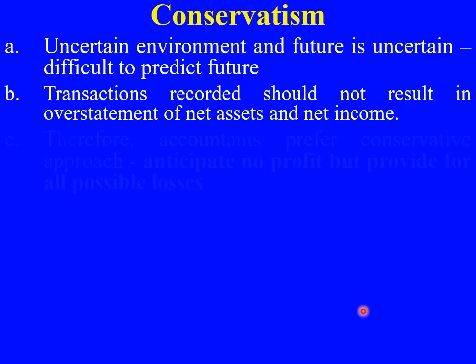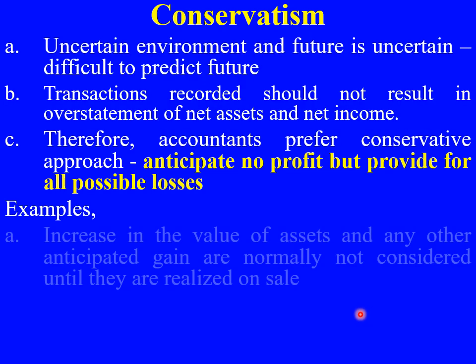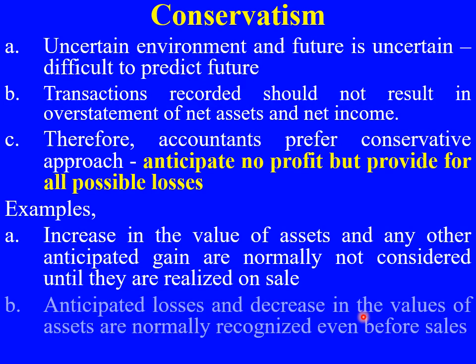Next, the next convention we have is conservatism. What is conservatism? Conservatism speaks about being safe, because we are running the business in a highly uncertain environment. We cannot predict the future. What we have today may not be there tomorrow. So the future is always uncertain.